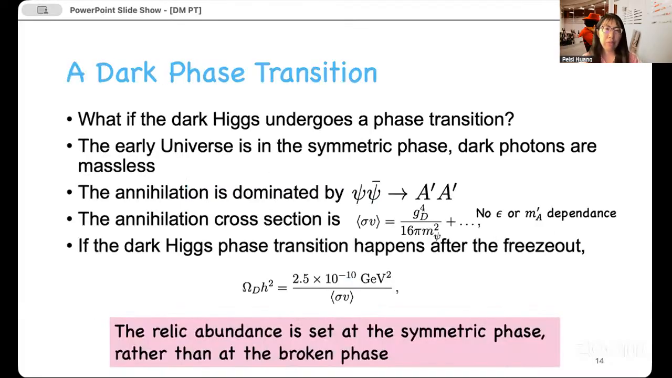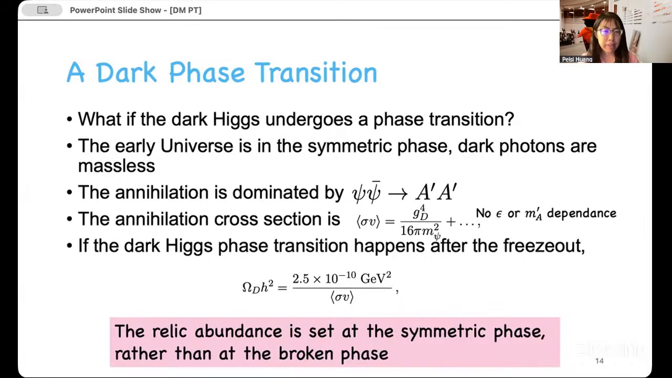So the question we are asking here is, what if the dark Higgs undergoes a phase transition? Then the story is the following. Early on, the universe is in the symmetric phase. Dark photons are massless. And at that time, the annihilation is dominated by psi psi to dark photon, dark photon.